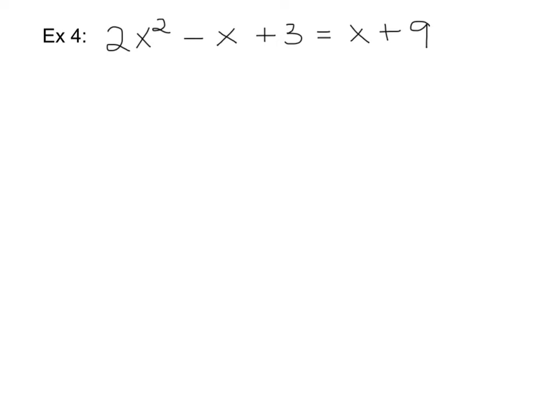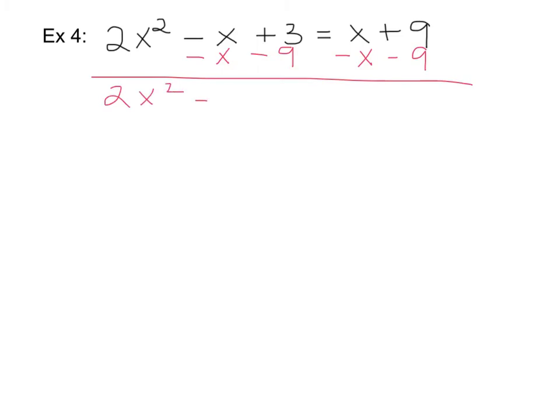Example 4, we have 2x squared minus x plus 3 equals x plus 9. So I first need to make this equal 0. So I'm going to subtract x, and I'm going to subtract 9. So that leaves me with 2x squared minus 2x minus 6 equals 0.